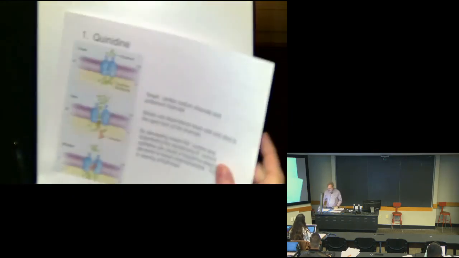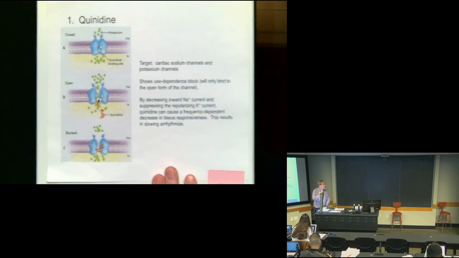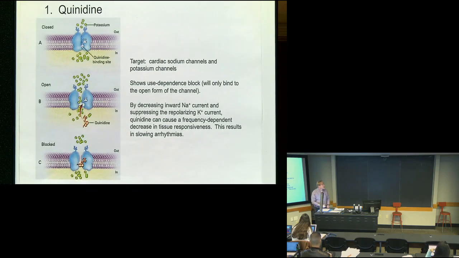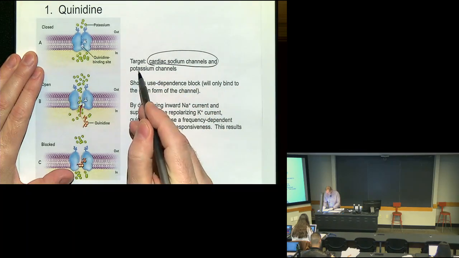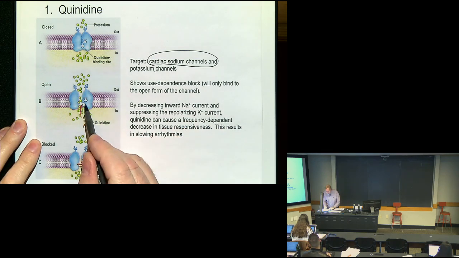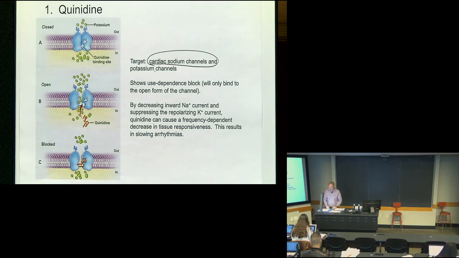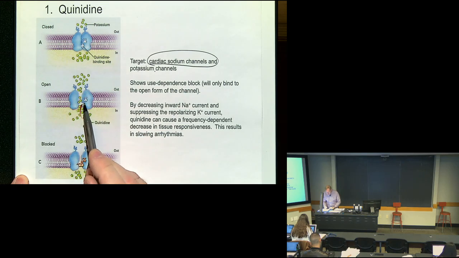Okay, so first one, quinidine. I could zoom in a little more. So its main target here is cardiac sodium ion channels. It also can target potassium channels. It's shown use-dependent block, so its binding site is revealed when the channel goes through these conformational changes. And so it'll only bind to this open form of the channel. So use-dependent. And that's sort of shown here. If there's a binding site that's occluded, once it's open, the quinidine can come in and bind.